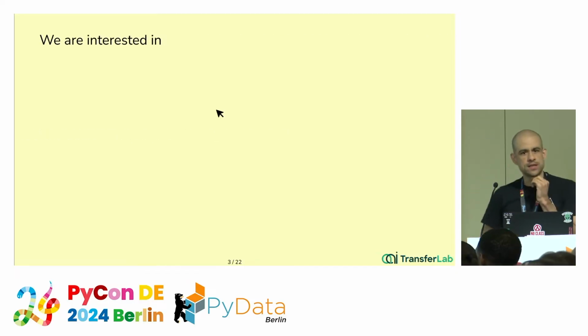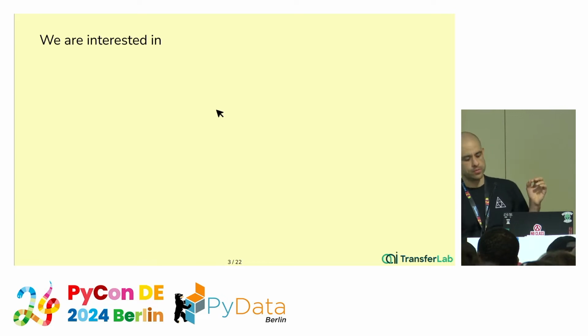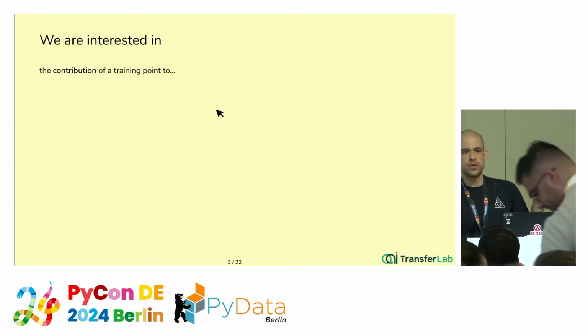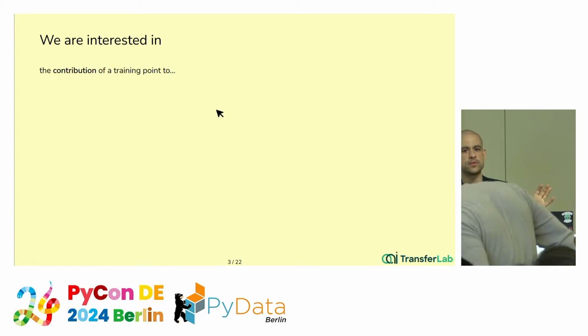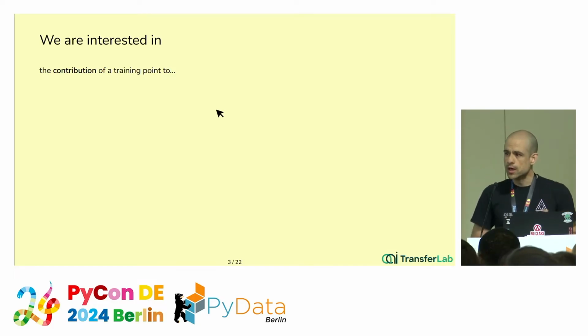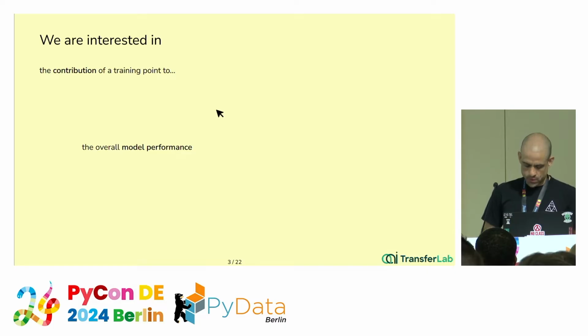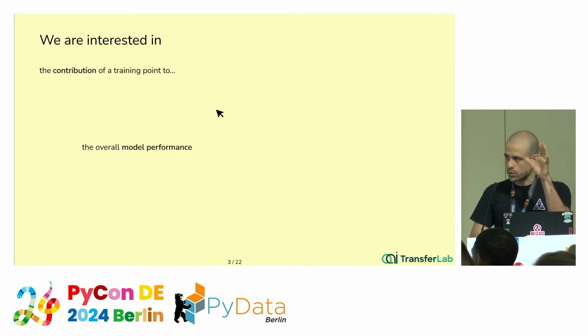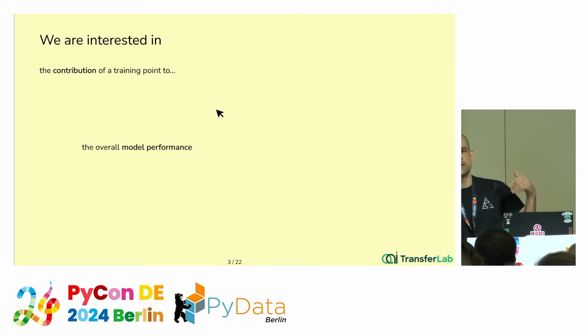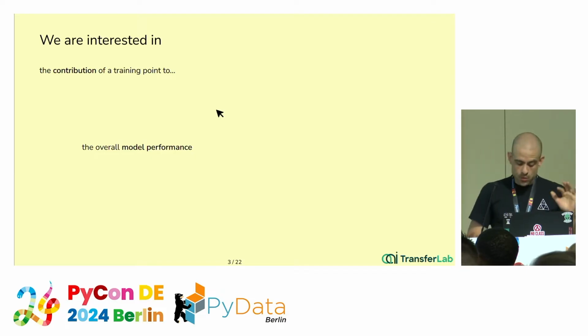What we're interested in here is the contribution of training points to one of two things. We want to look at what a training point does to, for instance, the global accuracy of our model, so overall model performance. We don't want to restrict ourselves to accuracy or anything, just global model performance. We can look at things globally or just at single predictions.